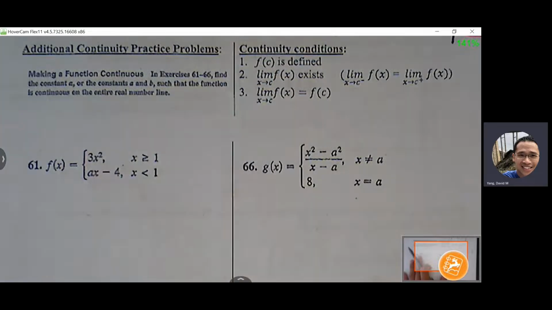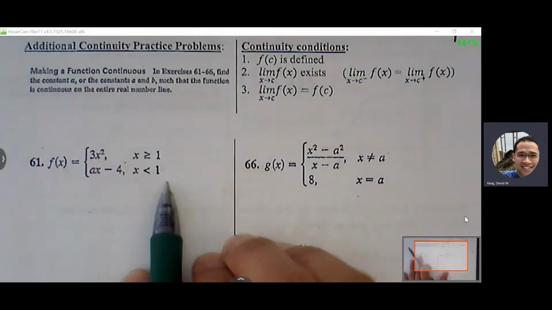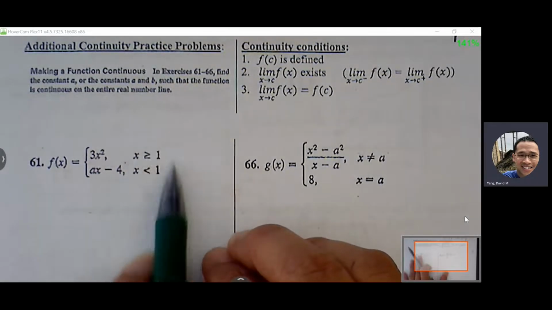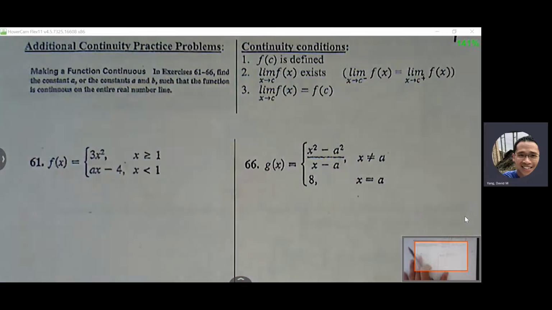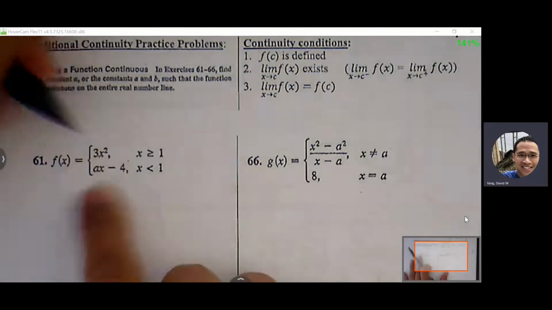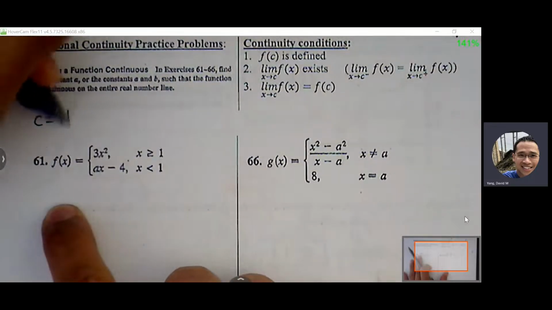The first thing we need to determine is, what is our c value? What do you guys think that is? 1, right? You always look at the right side, look at where that restriction is. Where does the graph begin? Where does the other one pick up? That is where a potential break could be. That's our c value. So our c value is 1.